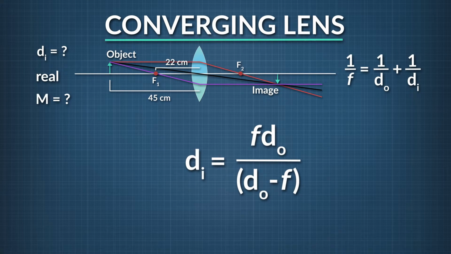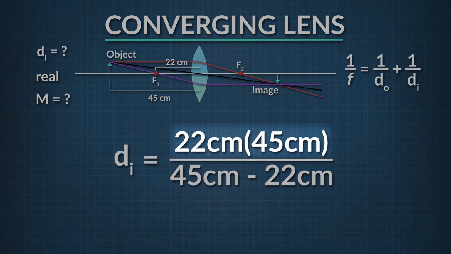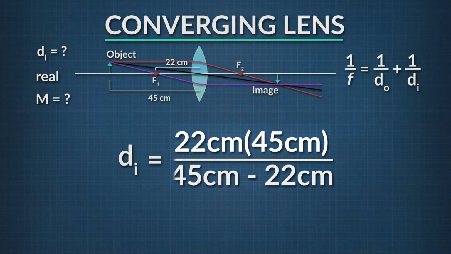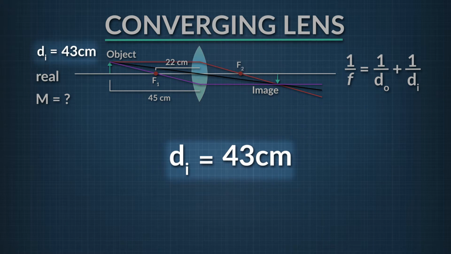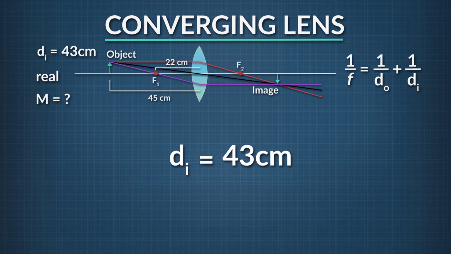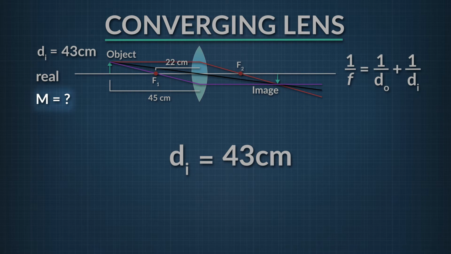That distance equals the focal length of 22 centimeters times the object distance of 45 centimeters divided by 45 centimeters minus 22 centimeters, which altogether is 43 centimeters. In a minute, we're going to check this answer to see if it makes sense with our ray diagram. Before we do that, let's figure out what the image magnification is.